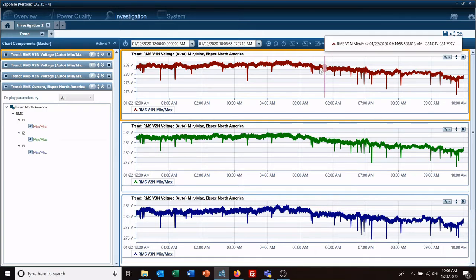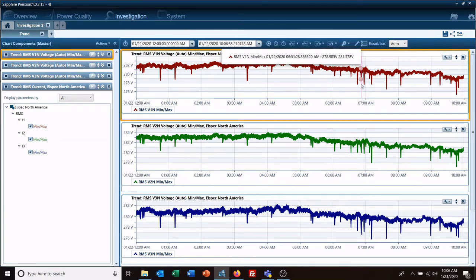This gives you the ability to look at your individual voltages a little bit better, a little bit closer, without having to worry about the other voltages overriding them, or currents, or powers, or whatever you happen to select. You can also do this with waveforms or anything that has more than one value per chart.